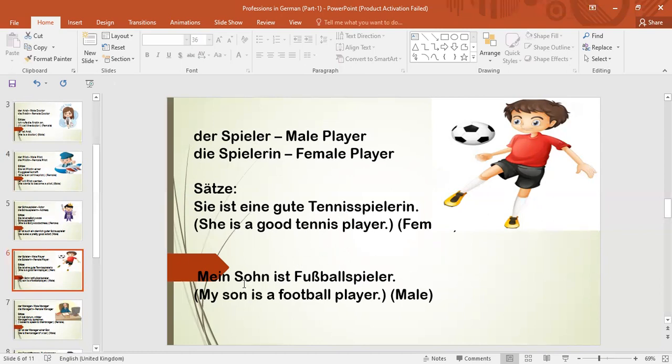Okay. Now in the next sentence, Mein Sohn ist Fußballspieler. So my son is a football player.